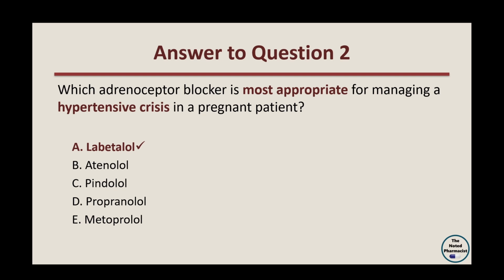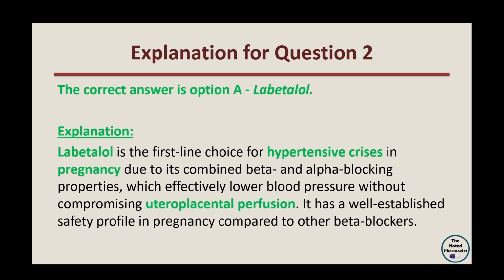The correct answer is option A, labetalol. The explanation is as follows. Labetalol is the first-line choice for hypertensive crises in pregnancy due to its combined beta and alpha-blocking properties, which effectively lower blood pressure without compromising uteroplacental perfusion. It has a well-established safety profile in pregnancy compared to other beta blockers.